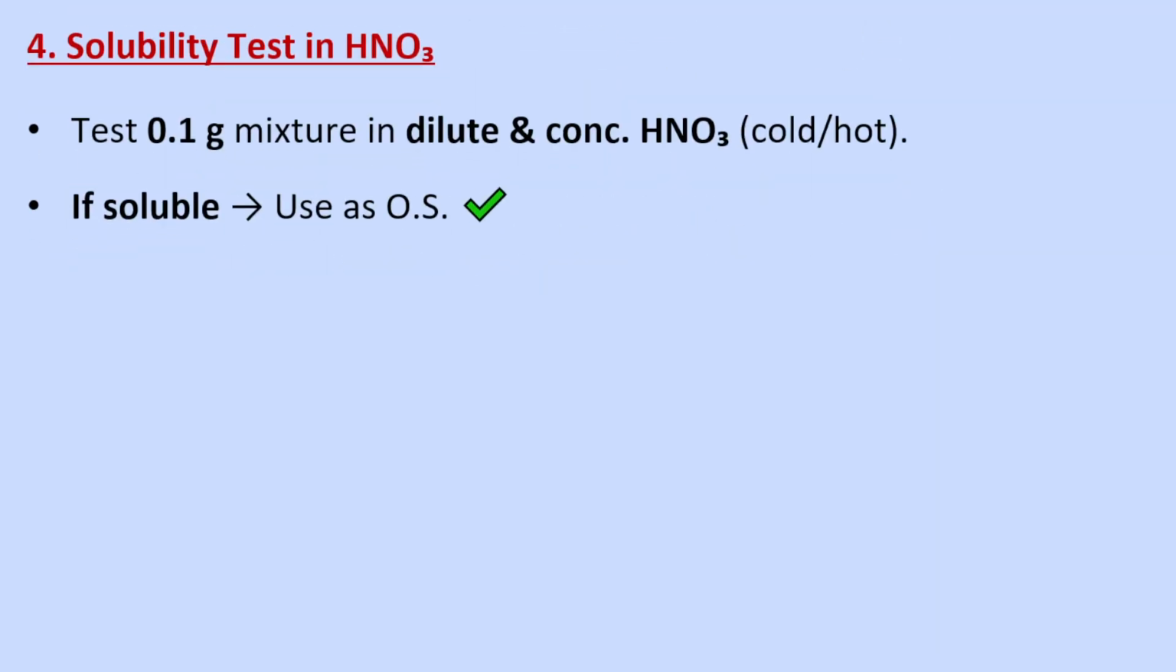Solubility test in nitric acid. Take again 0.1 gram of mixture in a test tube, add dilute and concentrated nitric acid separately in 2 different test tubes, and check the solubility in cold as well as in hot condition. If fully soluble, it can be used as the original solution.